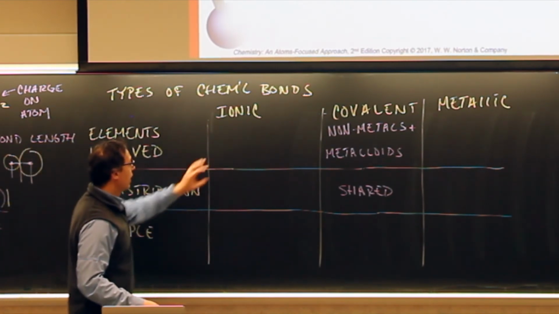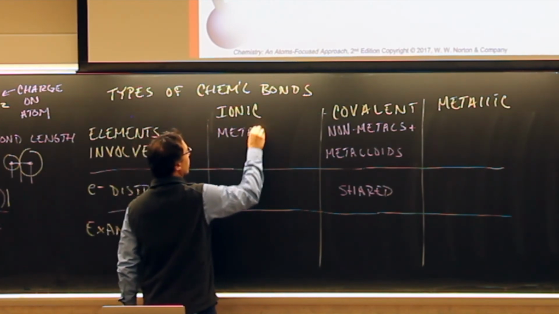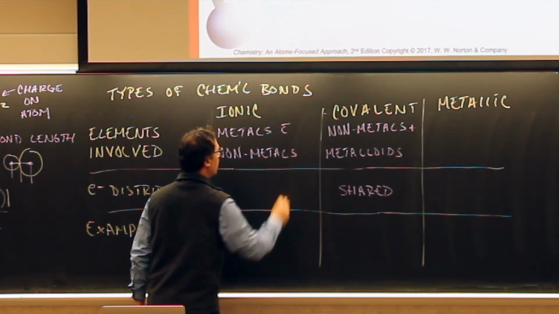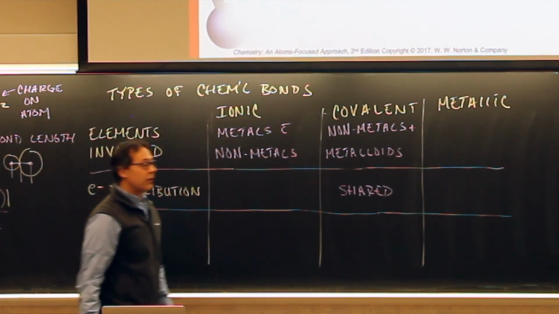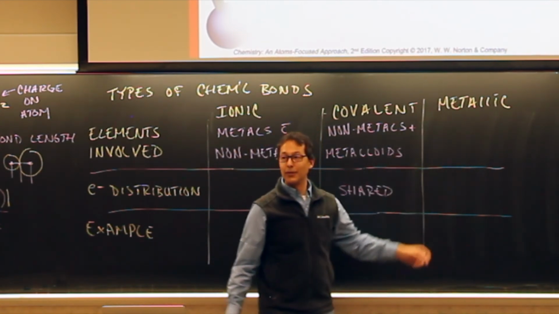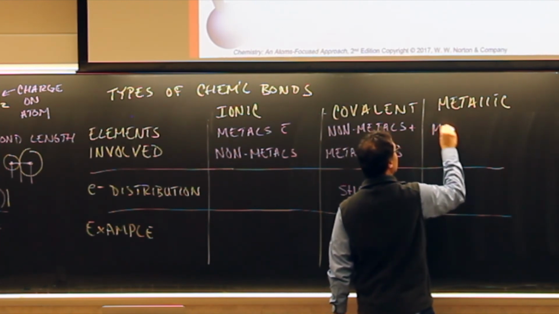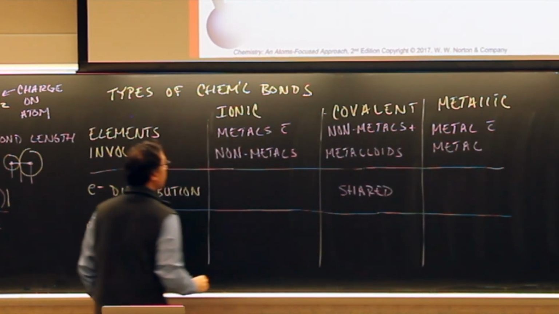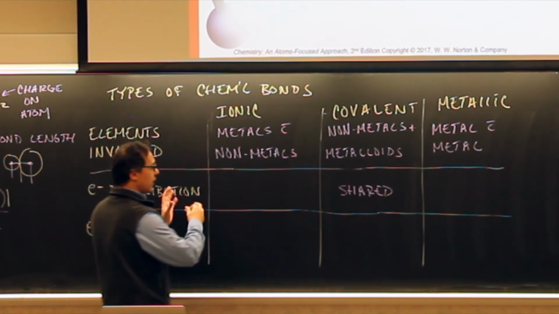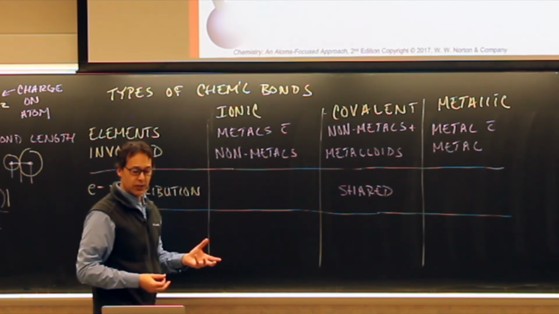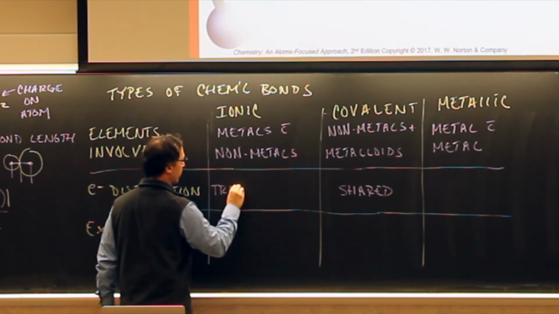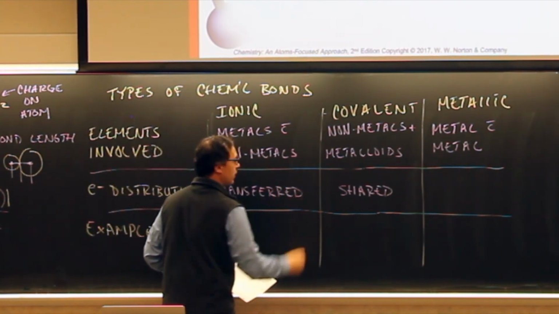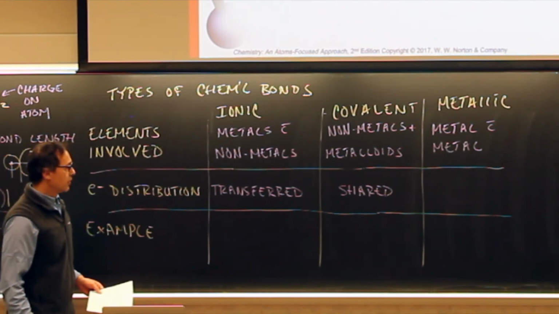And you already identified here that our ionics are metals with non-metals. Metals with non-metals. Oh, and if you had to guess, metal and metal, right? So we're going to say metal with metal. And then with our ionic compounds, one gives up an electron, one picks up an electron. So I'm going to say transferred. So somebody gives up an electron, somebody gains an electron.